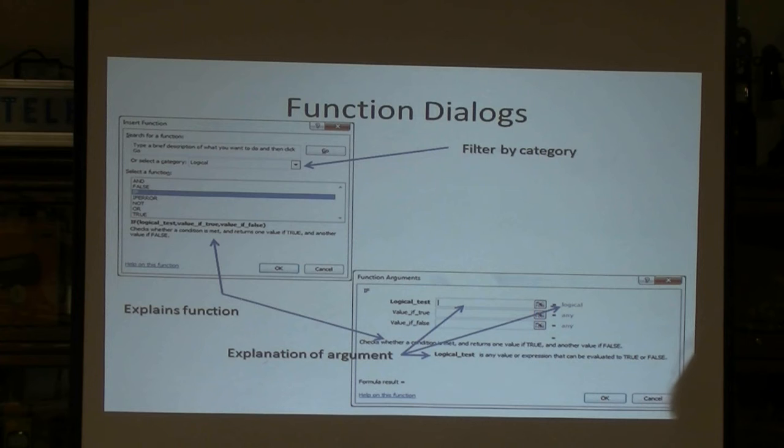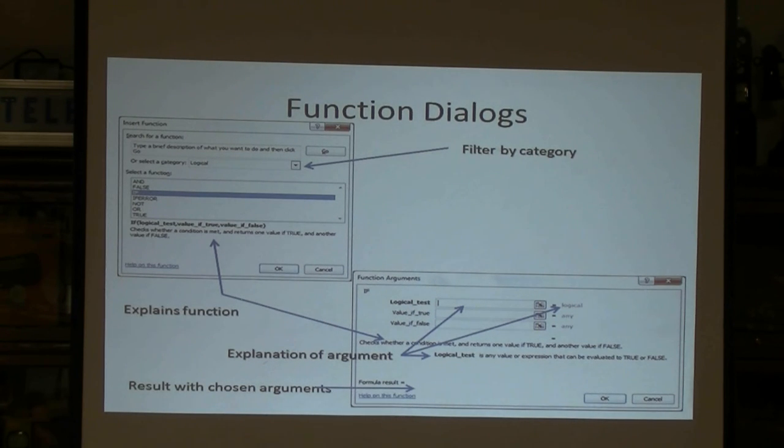You also get an explanation of the arguments. So logical test is any value or expression that can be evaluated as true or false. You know it's logical because it says that along the end of the argument. And then you can see value if true, it can be anything. Value if false, it can be anything. So it gives you a lot of information. And this dialog also helps because it shows you what the result is. If you put in a bunch of values, it will show you what that value is. So it's a really good way of troubleshooting what's going on and seeing whether or not you're going to get the results you expect to get.